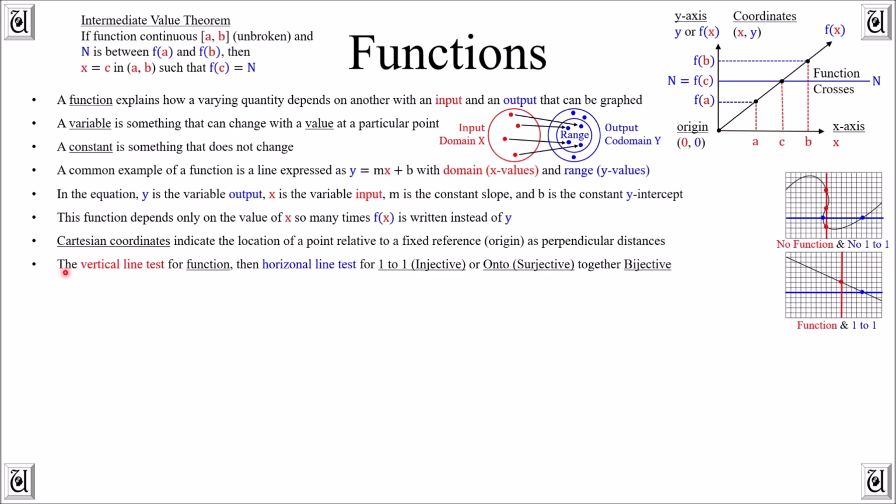So we keep going here. We've got the vertical line test for a function. If you do the vertical line test, it tells you whether you have a function or not. If you have this vertical line and you have more than one dot, so more than one value, then there's an issue. That means that for a given x, you have multiple outputs. That just is not looking good.